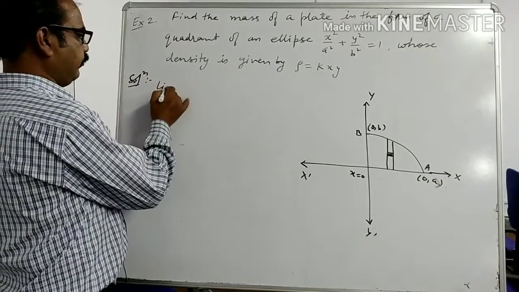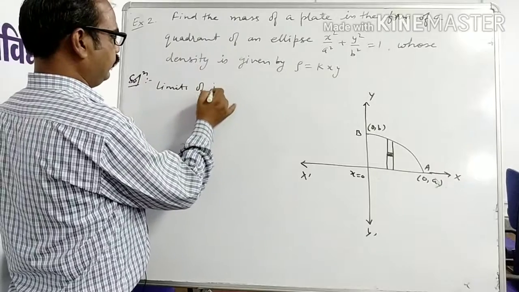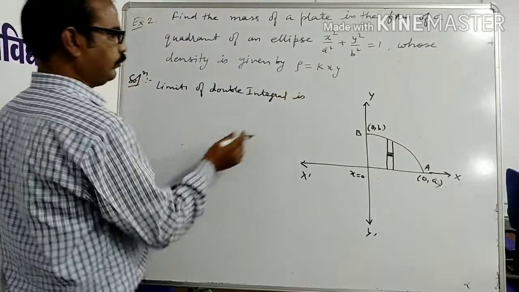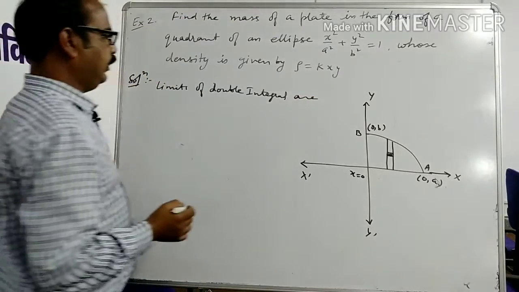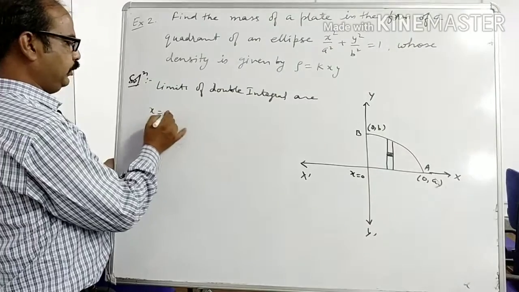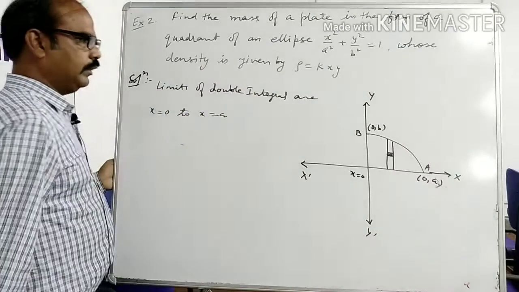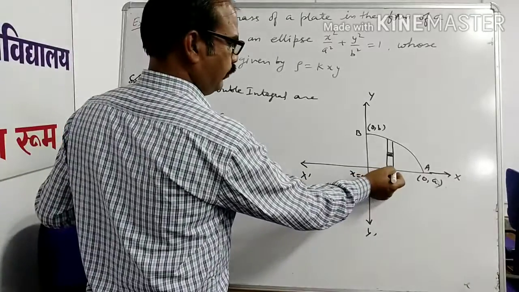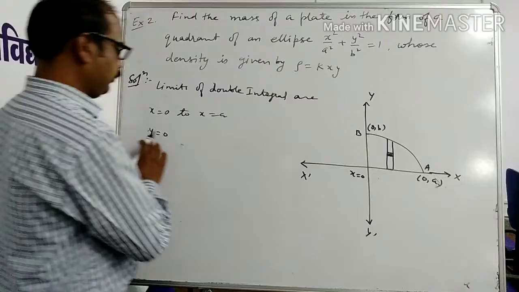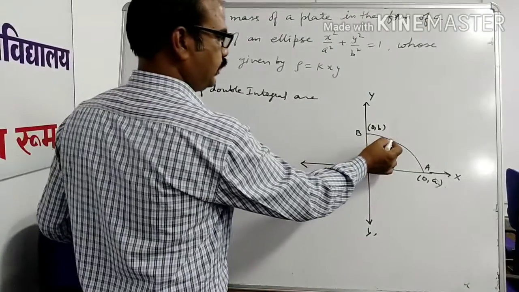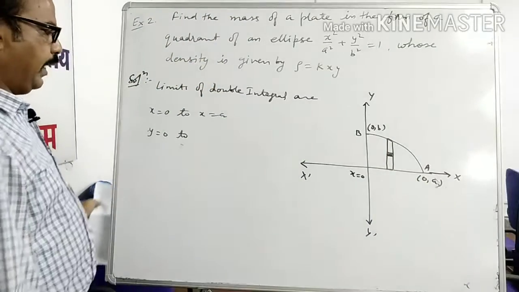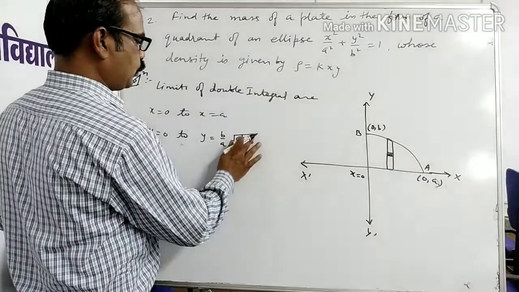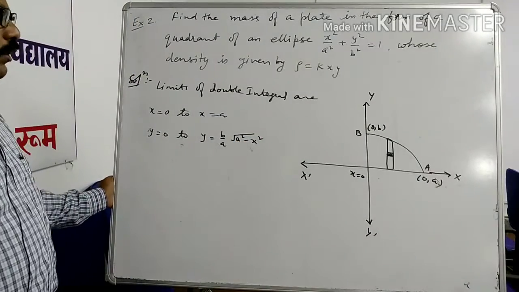So the limits of the double integral are x equal to 0 to x equal to a, and the limit of y is, because the lower point of this strip is on the x axis, y equal to 0 to the upper limit, which is on the ellipse, so y equals b by a under root a square minus x square. So these are the limits of the double integral.